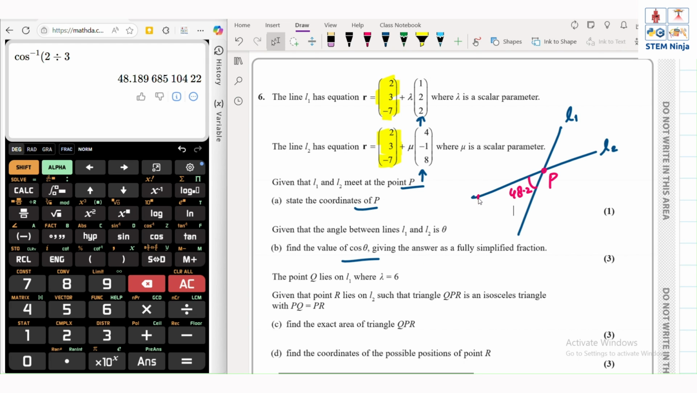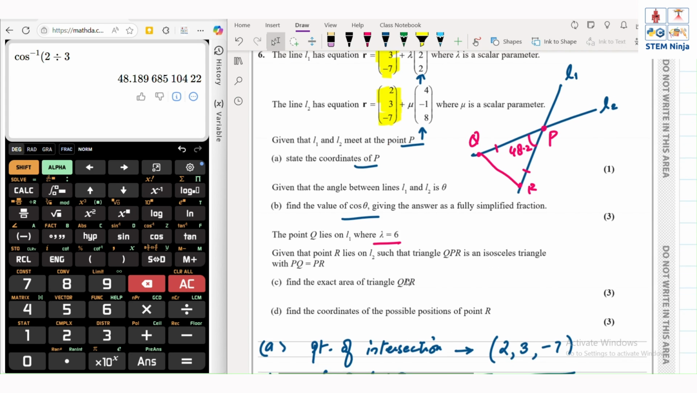There's a point Q and a point R, which makes triangle PQR with PQ equal to PR, an isosceles triangle. Find the exact area of the triangle QPR. So this is straightforward. All we need to do is find half AB sine theta. So we need to find PQ and PR, and that's what we're going to figure out.